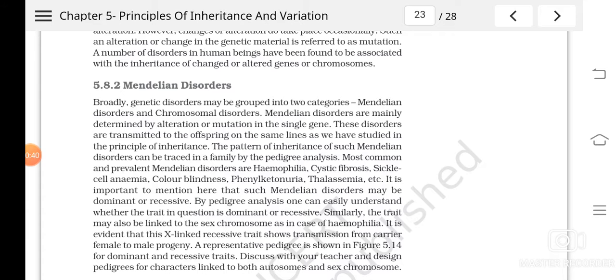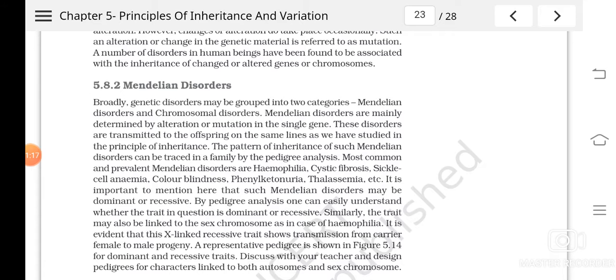Sometimes it can cause certain diseases. These mutations can occur in a single nitrogen base pair, and then it is known as a point mutation. The disorders caused by point mutations are known as Mendelian disorders, because they follow the principles of inheritance. Mutations can also occur in individual chromosomes, as deletions, insertions, or additions.